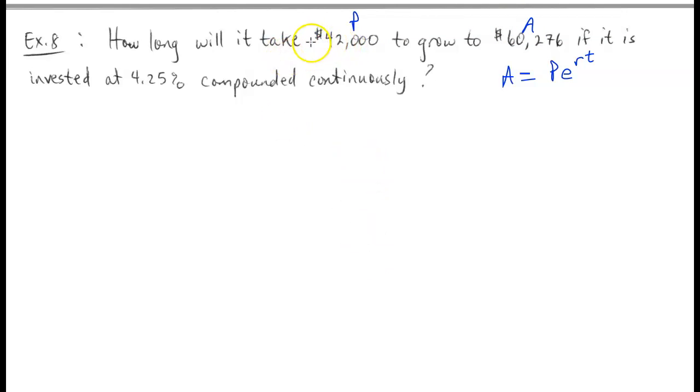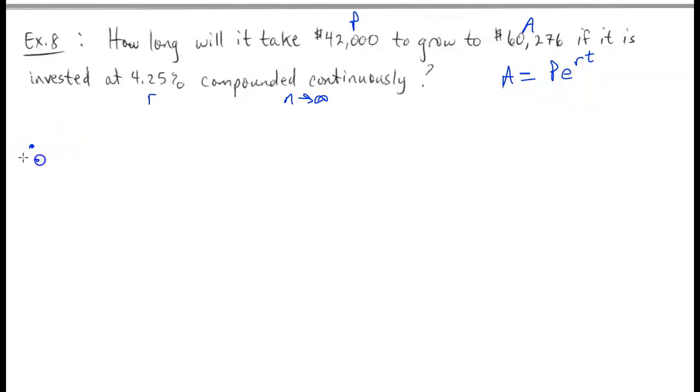So how long will it take $42,000 to grow to $60,276 if it is invested at 4.25% compounded continuously? Okay, so of course, invested at 4.25%, that tells us what our interest rate is, and compounded continuously just lets us know that n approaches infinity, which means we're going to use this PERT formula here.